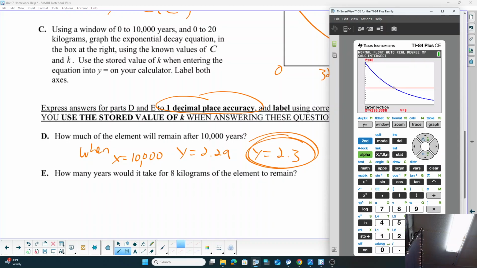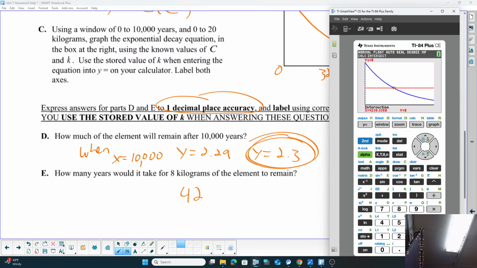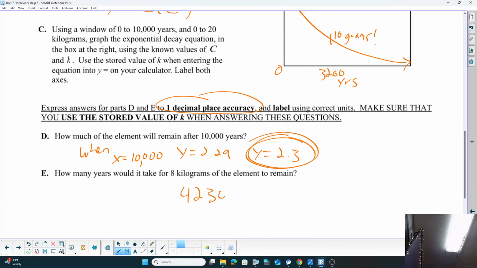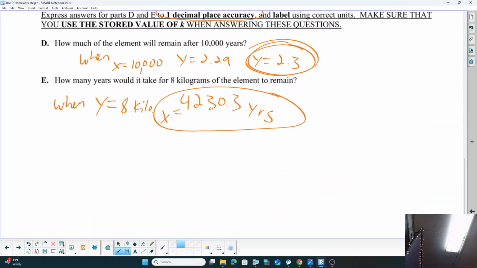4230.335, or just 4230.3. So when y equals 8 kilograms, x equals that many years. There we go. Woo! Okay, there we go.